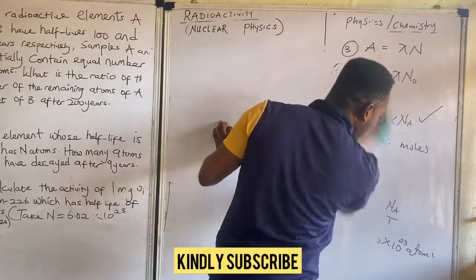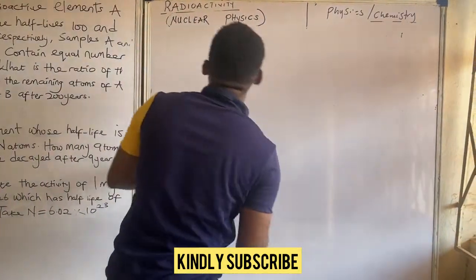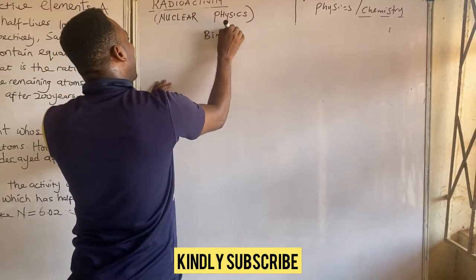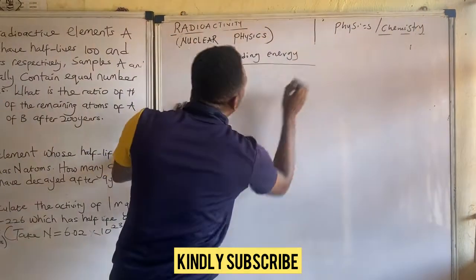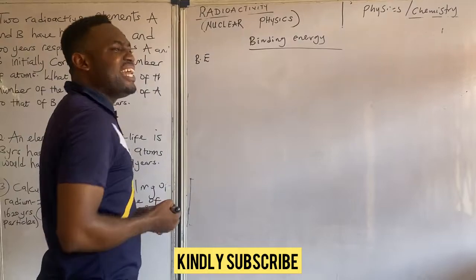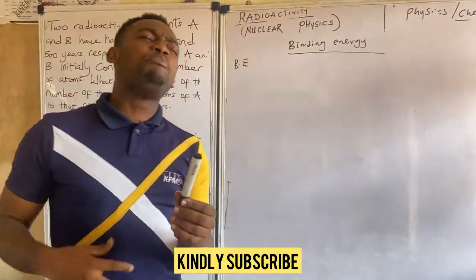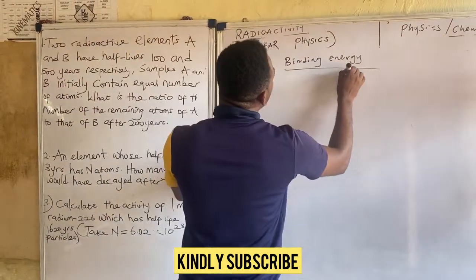Now, let's move to the big one. What's the big one? The big one is called binding energy. Without wasting our time, what is binding energy? Binding energy is the energy required to do what now? To separate the nucleus. To separate what?